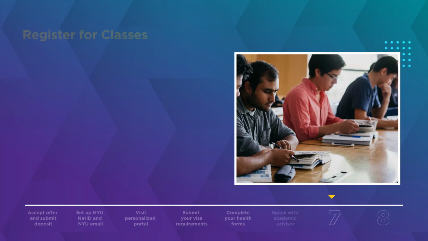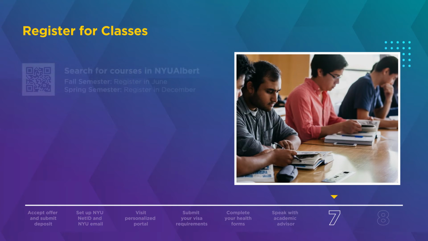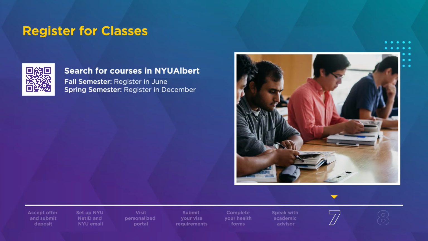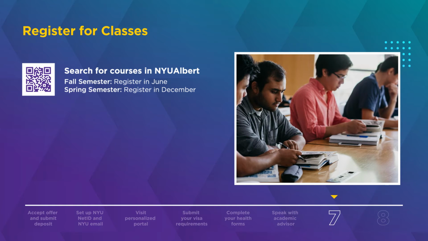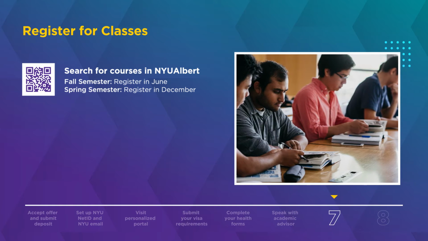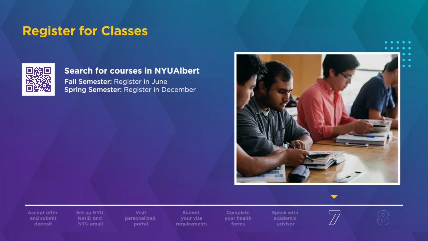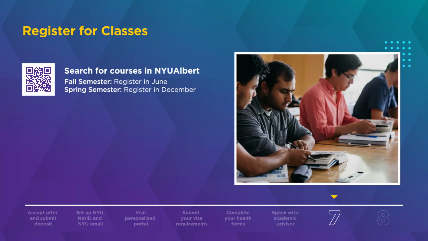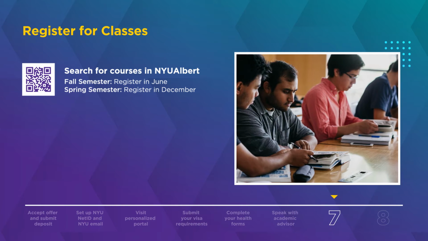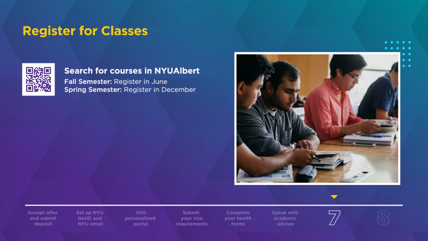At this point, you'll be ready to register for classes. Sign into your NYU Albert account. Search for courses in Albert and use Albert Help if you have any issues. Course registration opens several weeks prior to the start of each semester. Graduate admissions will send you an email with the specific date that course registration will open to you.